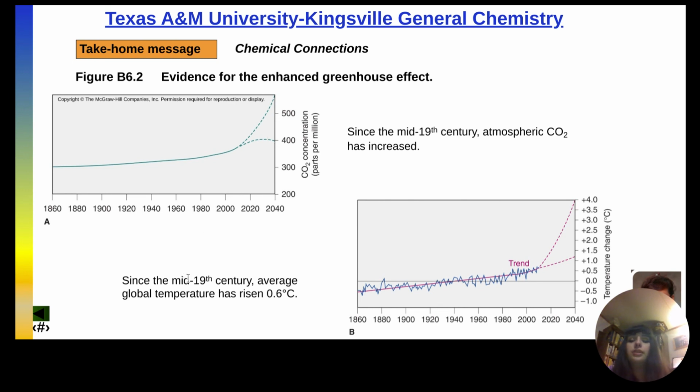Since the mid-19th century, average global temperature has risen by 0.6 degrees Celsius. Here we have our timeline again from 1860 to 2040, but on the right side we have temperature change in degrees Celsius, going up by 0.5 increments, from negative 1.0 all the way up to positive 4.0. The trend shows a line only going up. So our global temperature is only rising, as is our CO2.